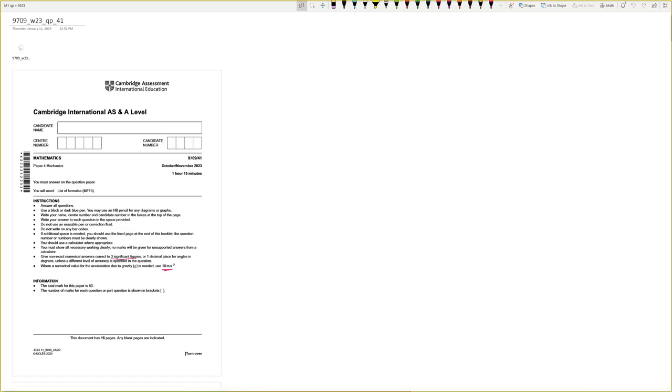This is 9709, paper 41, Mechanics, October/November 2023. The time is 1 hour 15 minutes. All answers should be given to three significant figures, or one decimal place for angles in degrees, unless a different level of accuracy is specified for the question. For the value of g, the acceleration of free fall, we are to use 10 meters per second squared. The maximum mark is 50.